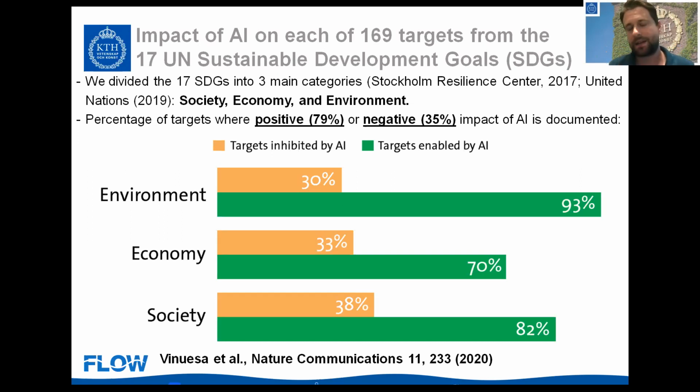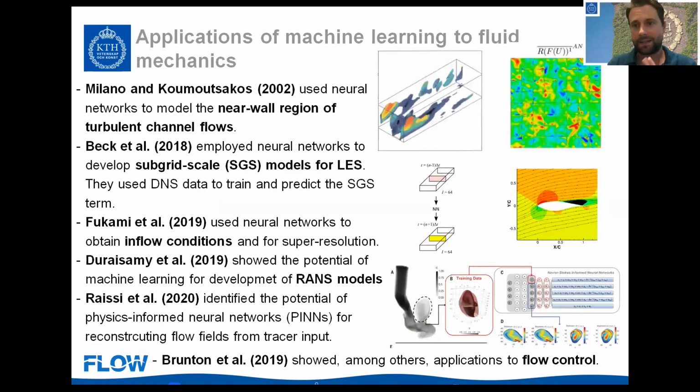If we look separately at the environment, the economy, and the society, the environment is the area with probably the largest positive impact of AI, and the economy has less positive impact. And in our study, which you can then see for more details, we see that there is not enough evidence to support the positive effects of AI on the economy. So that's maybe one of the gaps currently in the research. But we're here to talk about fluid mechanics.